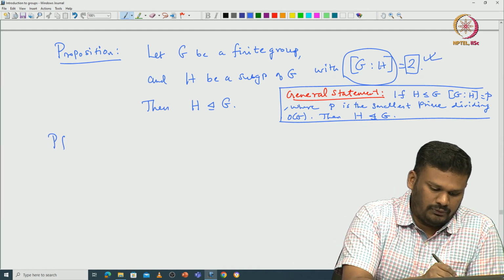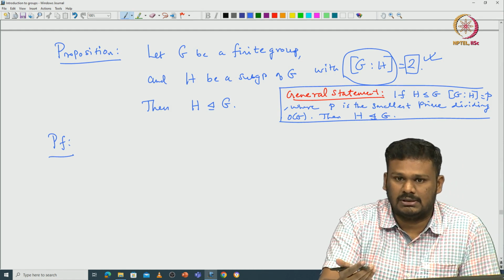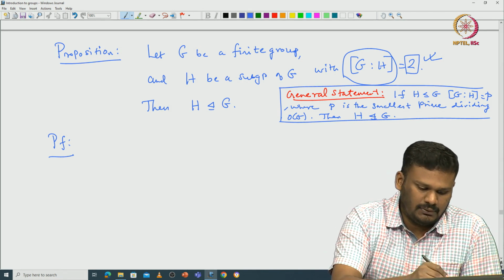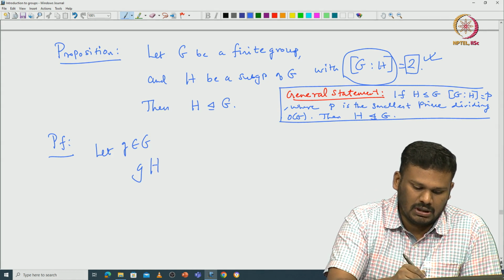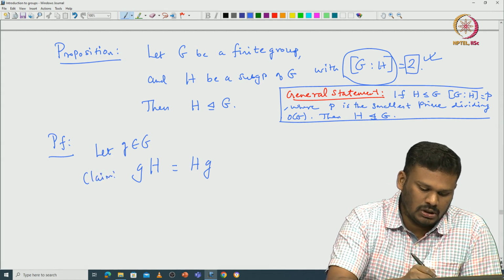So here is the proof. What we need to prove, there are many characterizations of normal subgroups. Let us see, for a given element g in capital G, the left coset of H must be the same as the right coset of H. This is the claim. So how can one prove it?